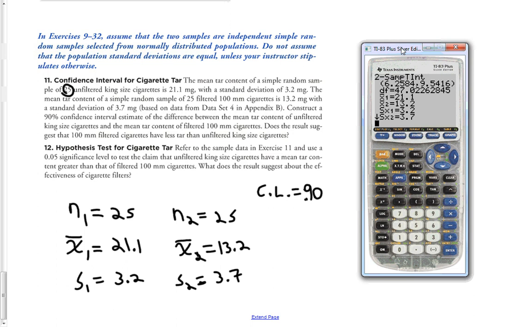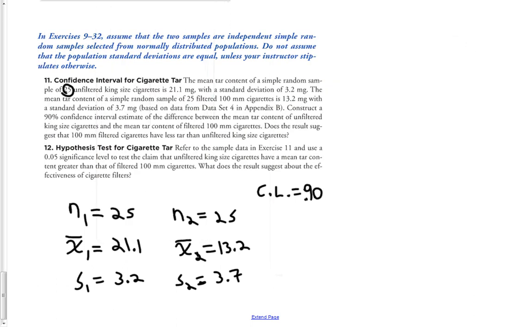So for number 11, our confidence interval is 6.26 to 9.54. And that second question says, does the result suggest that the 100 millimeter filtered cigarettes have less tar than the unfiltered king size cigarettes? Well, yes, there is definitely a difference because this confidence interval does not contain zero. So there's a positive difference, meaning that the first population has a mean tar content larger than the second population. Now, number 12 is going to ask us to test that as a hypothesis.